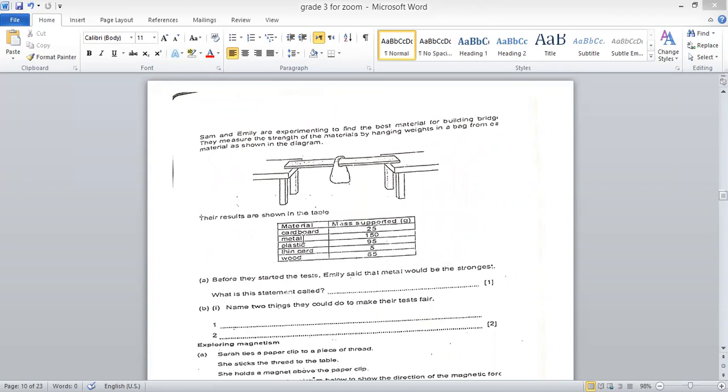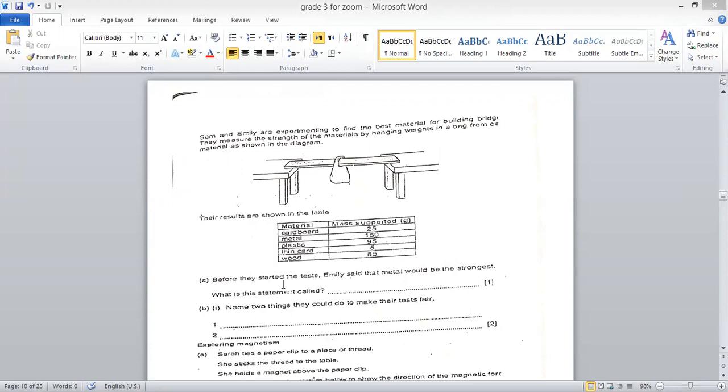Here we have different types of material, and for each material the mass supported by it. Copper 25 grams, metal 150 grams, plastic 95 grams, pin card 5 grams, wood 65 grams. Before they started the test, Emily said that the metal would be the strongest. What is the statement called?